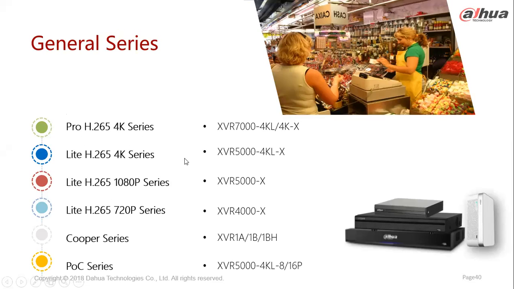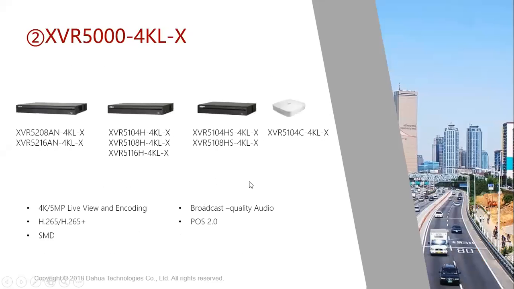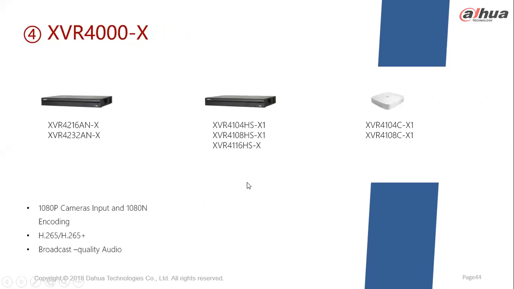Okay, there's the general series XVR, so the non-AI ones. 7 series 4K output. So the general series include H Pro, H265 Lite, the Copper series and POC series. The 7 series supports functions like SMD, powerful performance, redundant battery, point of sale, Internet of Things, and quality audio. So like the basic functions to do just surveillance.